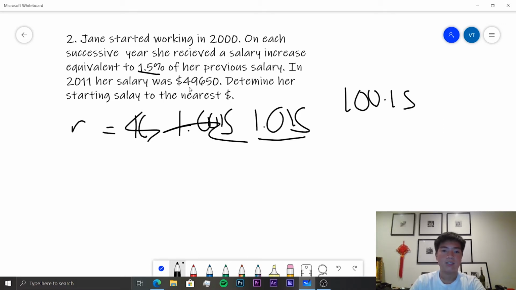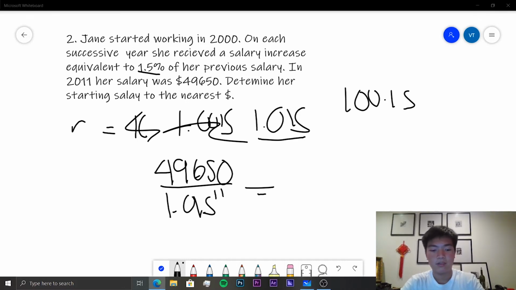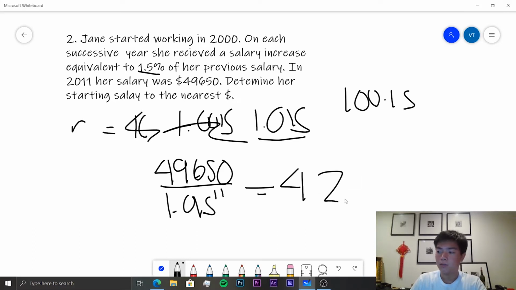Since in 2011 her salary was $49,650, and we want to determine her starting salary, we can simply divide 49,650 by 1.015 to the power of 11, I believe. Let me just punch this into a calculator. 49,650 divided by 1.015 to the power of 11 is equal to $42,150.